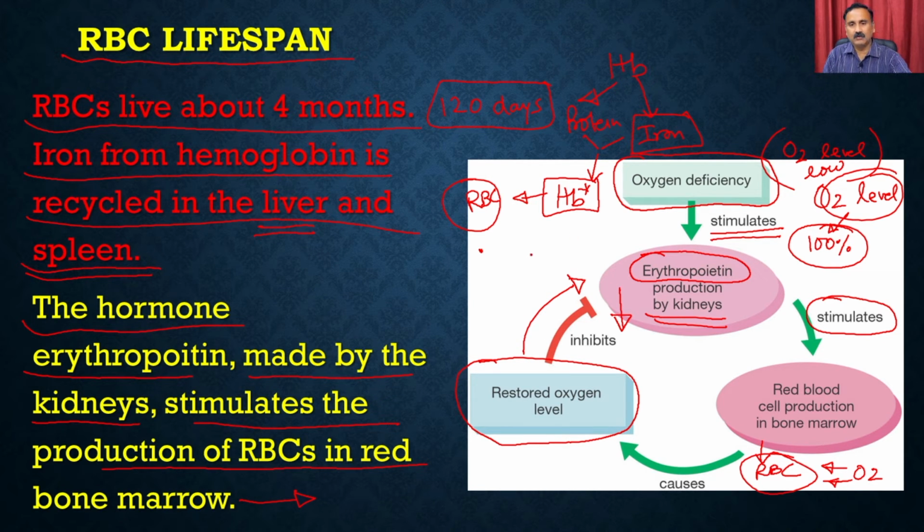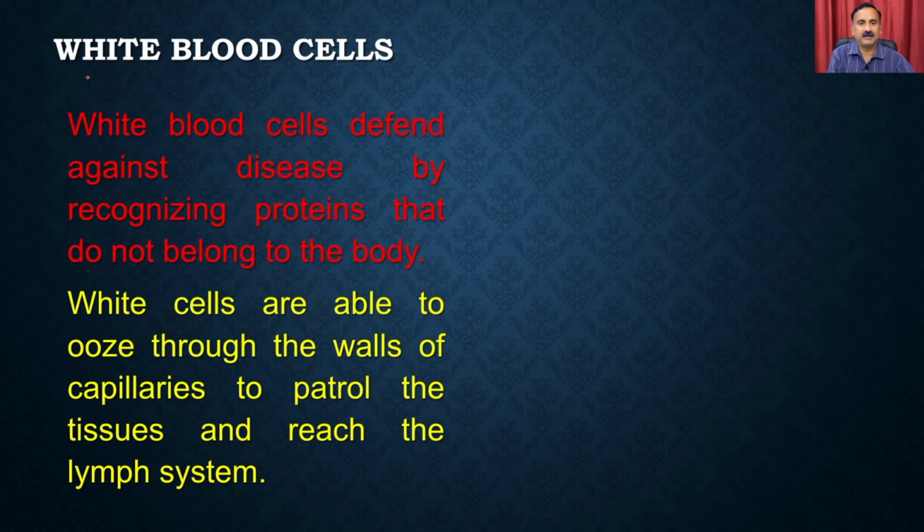Now let's move on to the next blood type, the white blood cells. The white blood cells are the cells that defend against diseases by recognizing proteins that do not belong to the body, and these external proteins are called antigens. So the antigen is recognized by the body, and that is the function of the white blood cells.